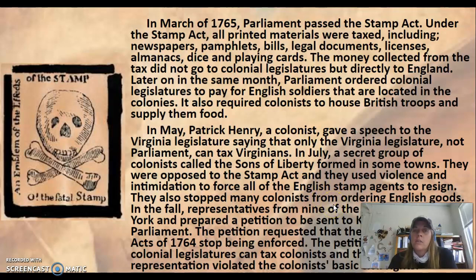In July, a secret group of colonists called the Sons of Liberty formed in some towns. They were opposed to the Stamp Act, and they used violence and intimidation to force all the English stamp agents to resign. They also stopped many colonists from ordering English goods.